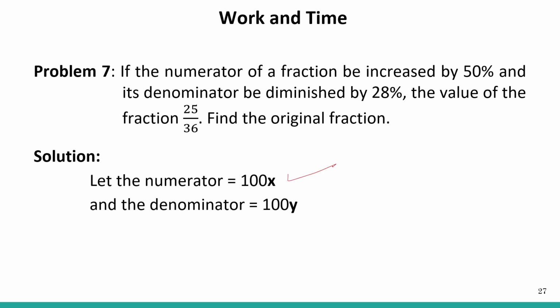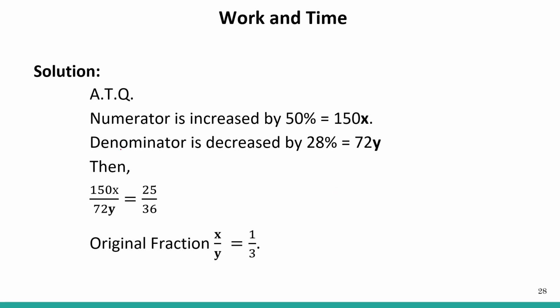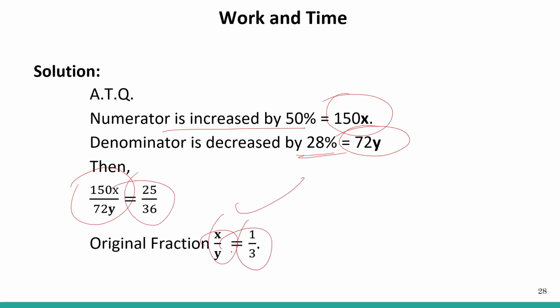Let the numerator be 100x and the denominator be 100y. According to the question, the numerator is increased by 50%, so 100x becomes 150x, and the denominator is decreased by 28%, so the denominator becomes 72y. Then 150x by 72y is equal to 25 by 36. So the original fraction x by y is equal to 1 by 3, right?